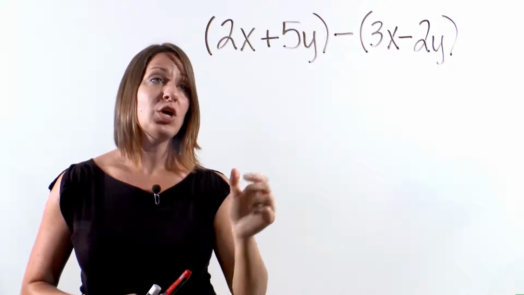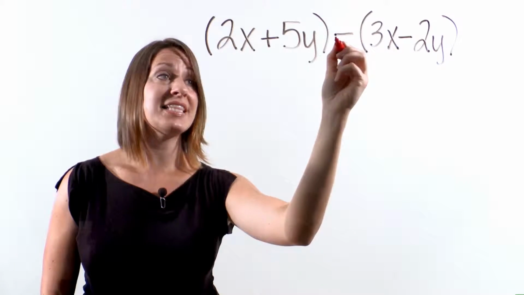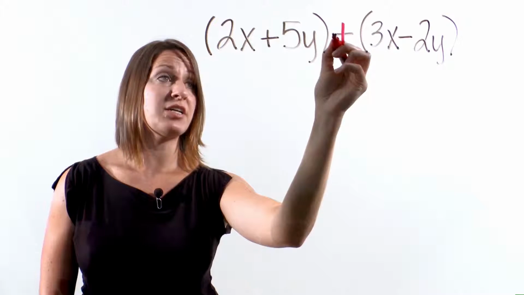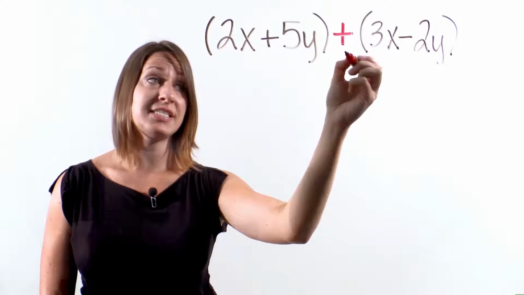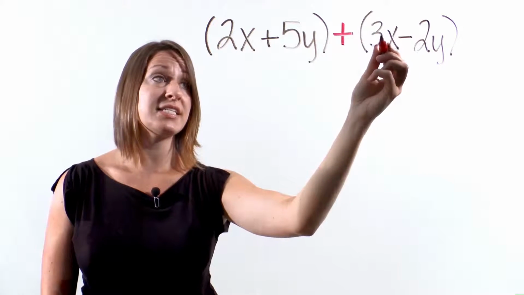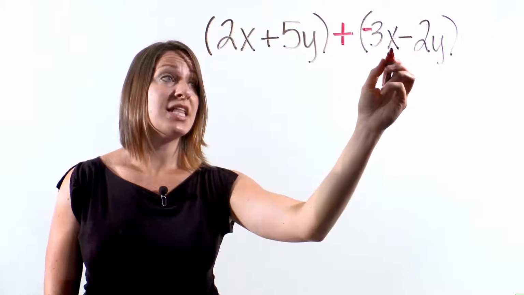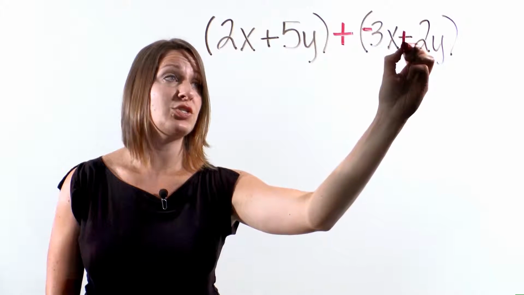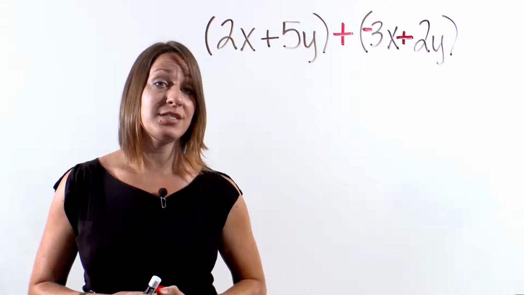We are going to keep 2x plus 5y the same. We are going to take this subtraction sign and change it to an addition sign. Because we changed this to the opposite sign, we need to also change the opposite sign of 3x to a minus 3x, a negative 3x. And then we're going to change this minus 2y to a plus 2y. And now we're ready to solve the problem.